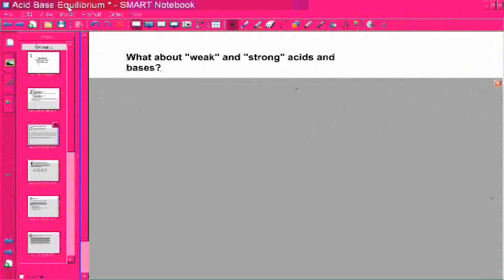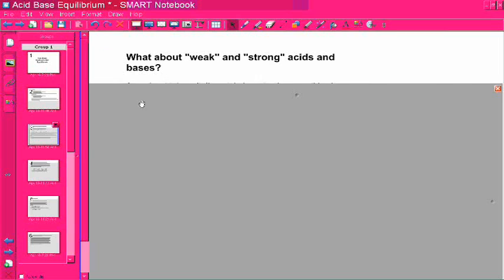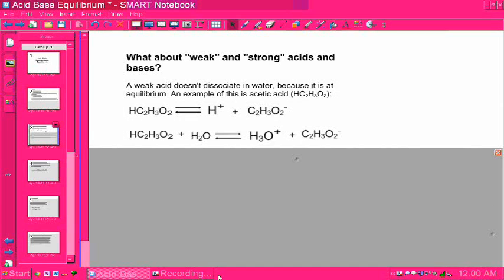What about weak and strong acids and bases? A weak acid doesn't fully dissociate in water because it is at equilibrium. An example of this is acetic acid, HC2H3O2. The first reaction shows the equilibrium of acetic acid, while the second equation shows the equilibrium of acetic acid in water. In both cases, acetic acid does not fully dissociate.